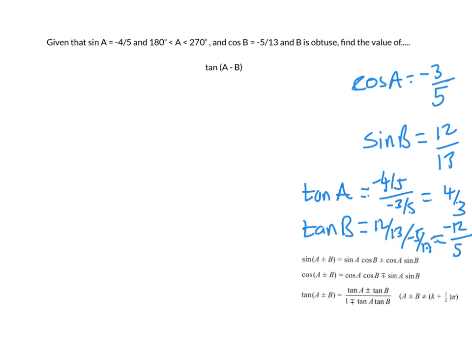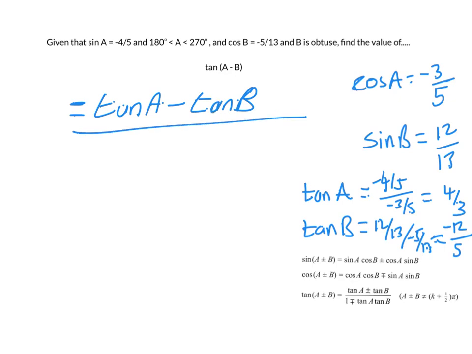Well, I've got tan of A minus B. What is tan of A minus B? Well, let's write it out. I've got my formula down there. I've got tan A minus tan B. Just remember how we write these out. When you're doing these questions, always write this out. Does help. 1 plus tan A tan B. So I've got tan A minus tan B.